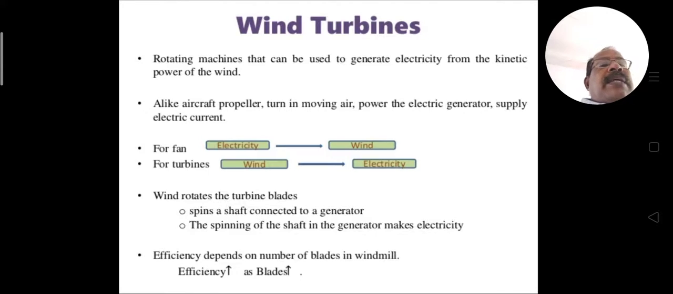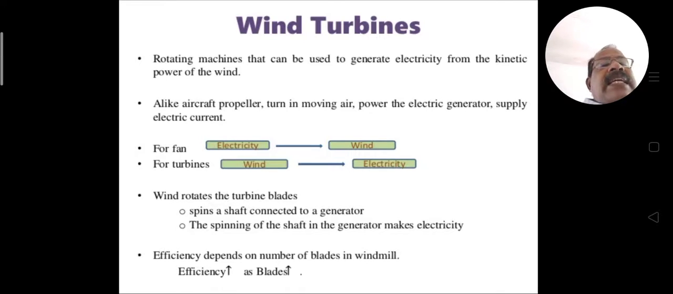These wind turbines have blades. These blades move using the wind, and this spins a shaft connected to a generator. The spinning of the shaft in the generator makes electricity. In a wind turbine, there is a shaft and blades, and there is a generator. So the wind rotates the turbine blades and spins the shaft connected to the generator, and the spinning of the shaft in the generator makes electricity.